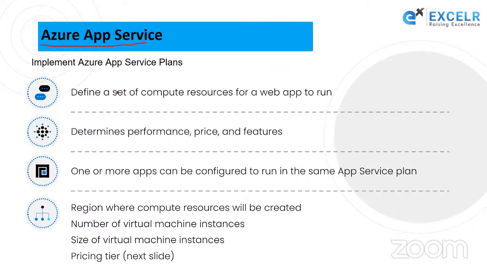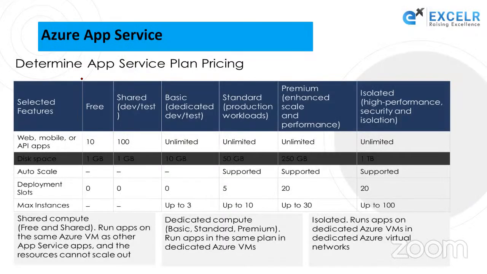So you can have multiple applications running in the same app service plan. This app service plan will be part of a region where compute resources will be created. You will have a number of virtual machines, and you can select the size, and you can also select the pricing tier for it. So here is the pricing tier for you.